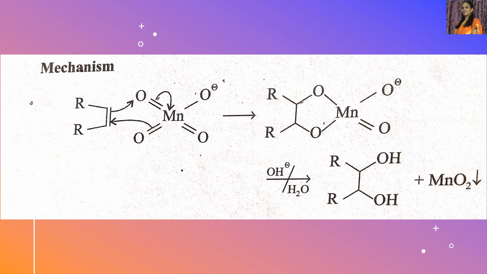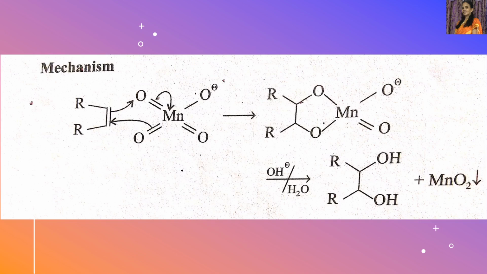And with the help of this pi bond, it forms a sigma bond between this carbon of the alkene and oxygen of MnO4 minus. You can see a new bond here, carbon and oxygen, carbon and oxygen. As this is taking place simultaneously, the two bonds are formed at a time. They are present on the same face, same side. Because of that reason only we are able to get the syn glycol or cis glycol.